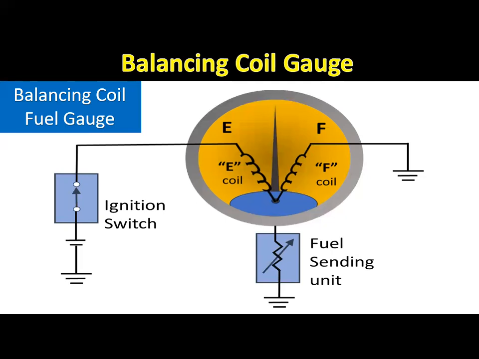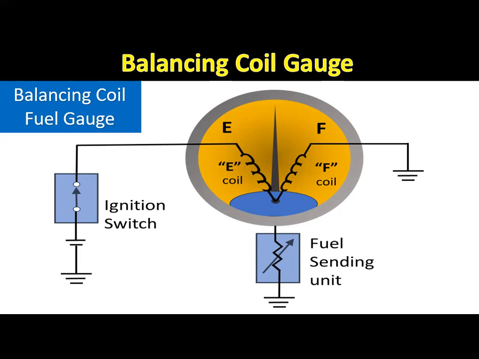If the fuel level in the tank is high, the sending unit has high resistance. Under this condition, the current flows through the empty coil and the full coil to the ground. Since the full coil has more coils of wire, it develops the stronger magnetic field and attracts the needle near the full position.